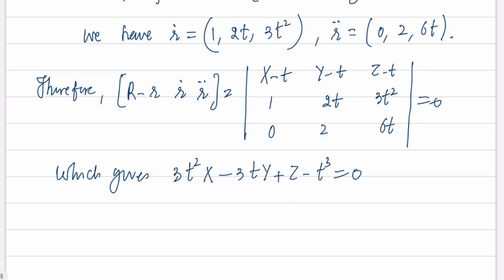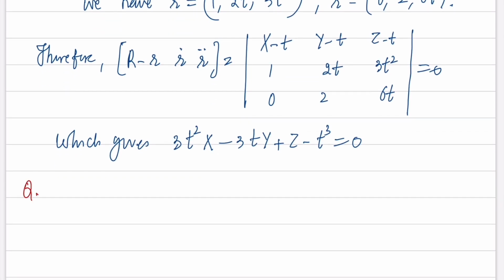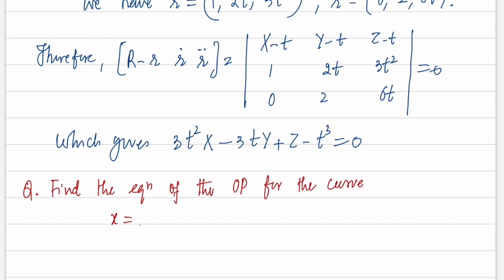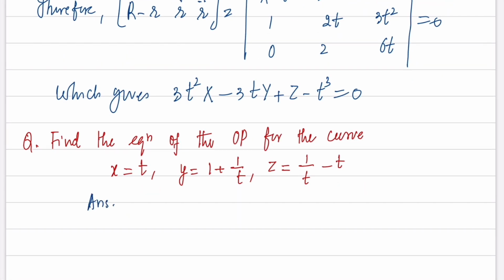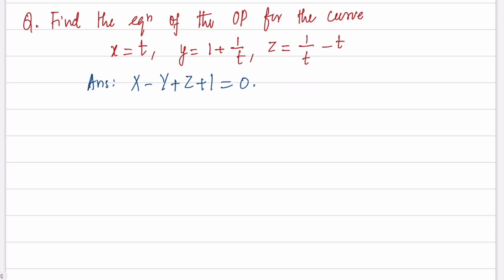Now if we have some fixed value of t, we can similarly find the equation of an osculating plane at that point. Now for practice purposes, let's write down one more question here. Find the equation of the osculating plane for the curve x equal to t, y equal to 1 plus 1 by t, z equal to 1 by t minus t. And for verification purposes, I will keep the answer here, that is x minus y plus z plus 1 equal to 0.